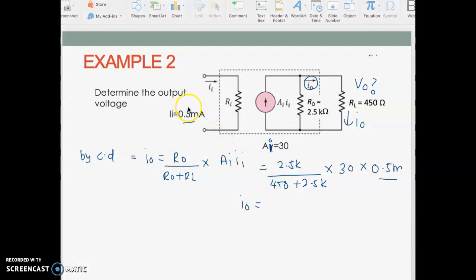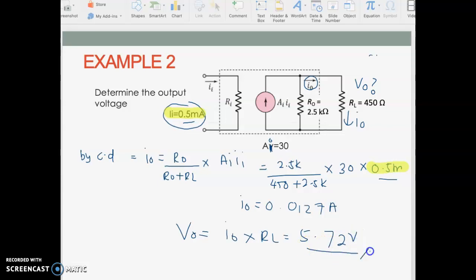Okay, there's a correction here. Iin is not 2.5. Iin here is 0.5 milliampere. So you can get Iout equal to 0.0127 ampere. And the question asks for Vout, the voltage across the load. So just multiply Iout with RL, and then you can get 5.72 volts. This will be the output voltage of the current amplifier circuit.